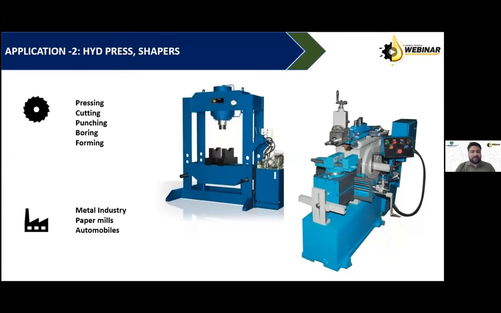If it is a case of a trim plant in the automobile industry, or any other company where you require certain forming of metal sheets, hydraulic presses find their way. Hydraulic presses are something you can find in automobiles, in metal industries, in the engineering sector, and these are used for pressing application of sheets. These are used for cutting of sheets and other metal components, for punching, which can be small sized holes, or a boring application, and also the forming application. So for all these applications, hydraulic press and shaper equipment are required.